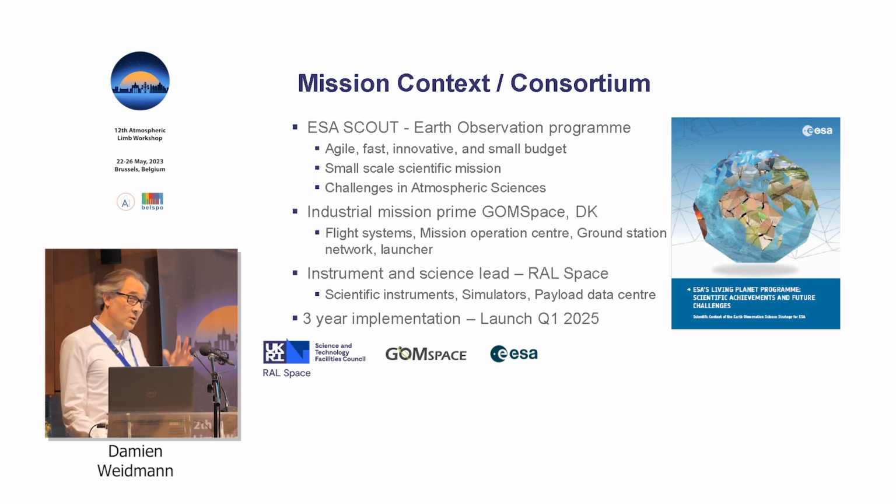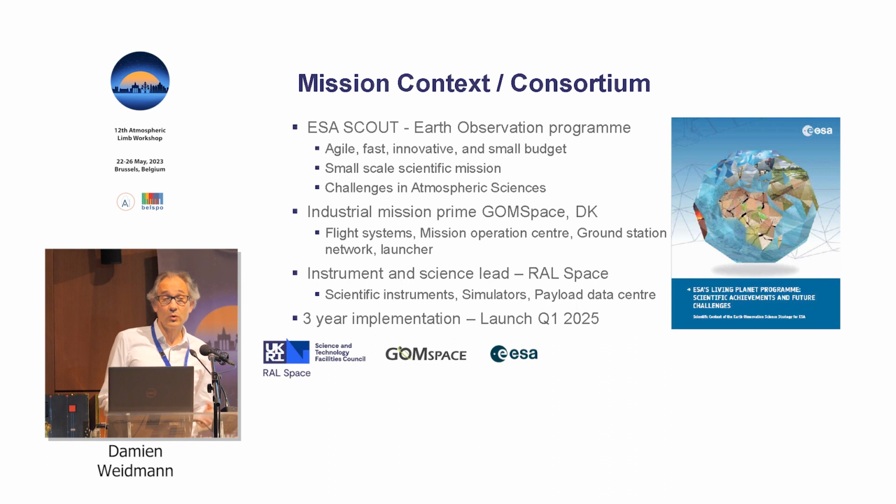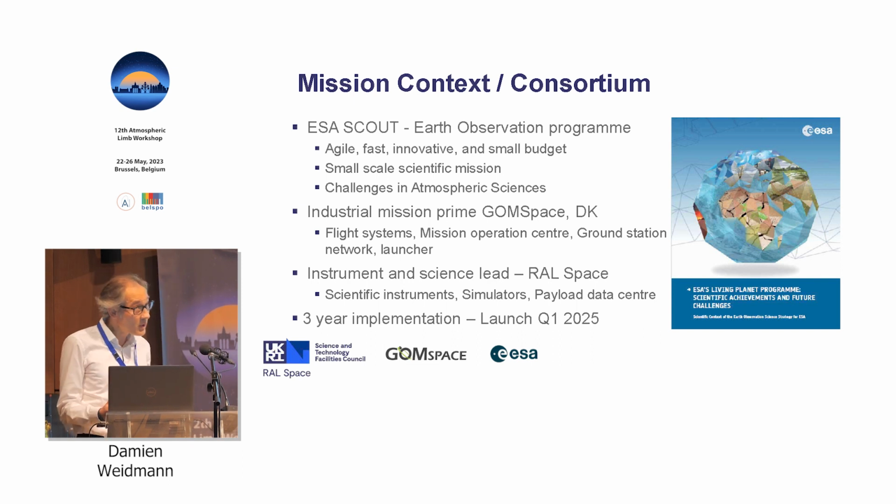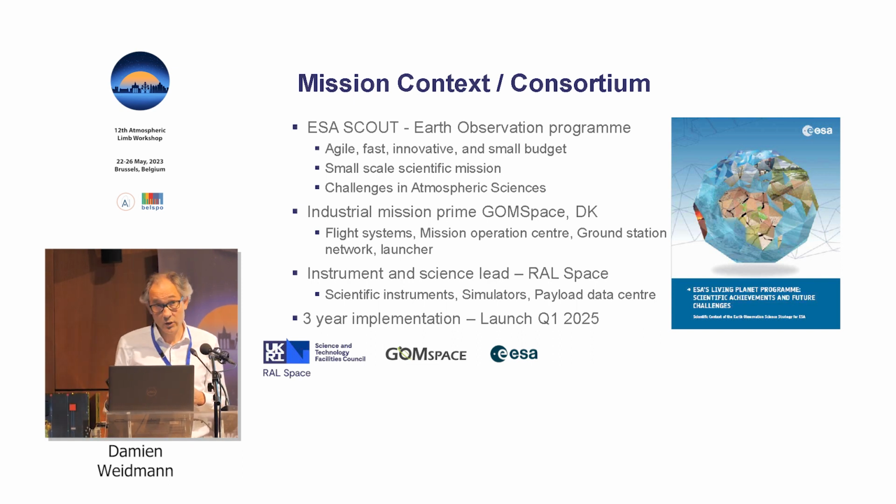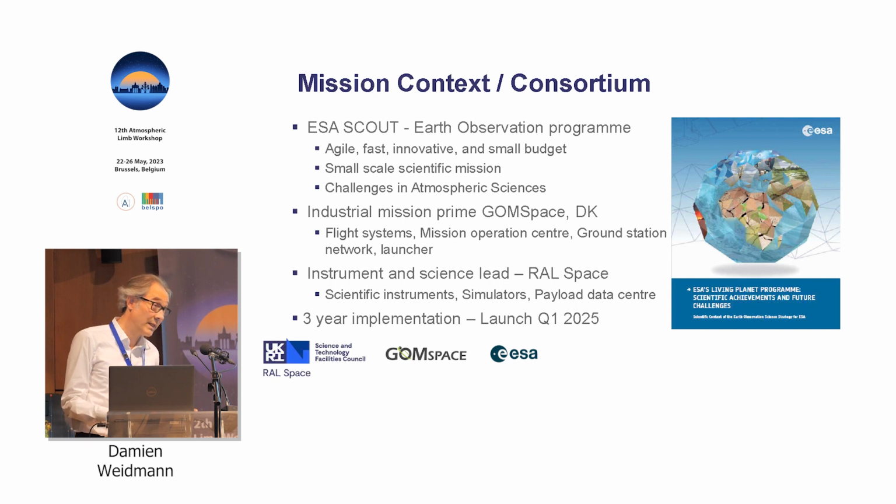When we looked at that, we decided to go for it, addressing atmospheric challenges. We went through the full cycle, from the initial proposal to down selection, to consolidation studies, to selection by the ACO, and we've now been implementing for about 18 months. The industrial prime is GomSpace in Denmark, responsible for providing the platform, the mission operating center, the ground station network, and the launch.